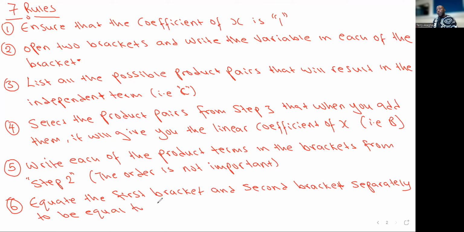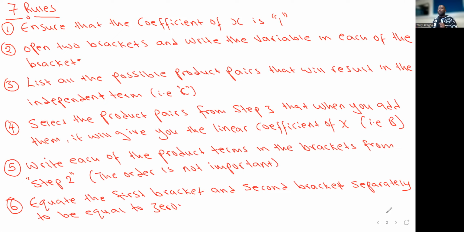Don't worry, I'm going to pick an example and use it to explain this concept. Then when you've equated it to 0, number 7, which is the last part, you then simplify and find the value of x. So these are the 7 steps. So what I'm going to do is pick an example so we can use it to solve.